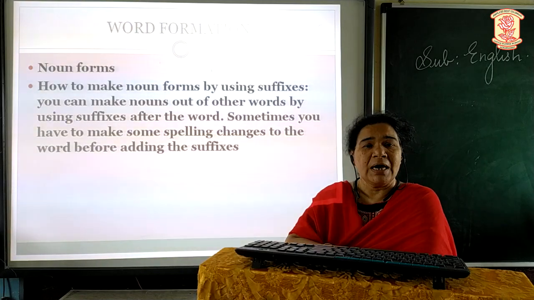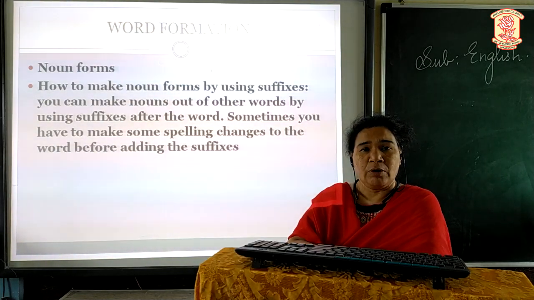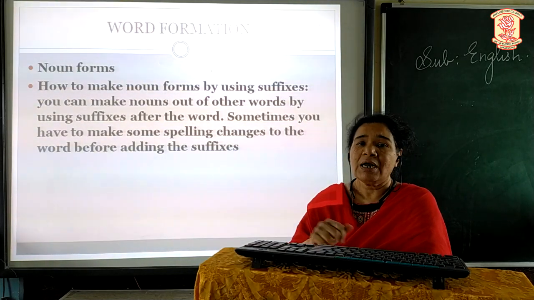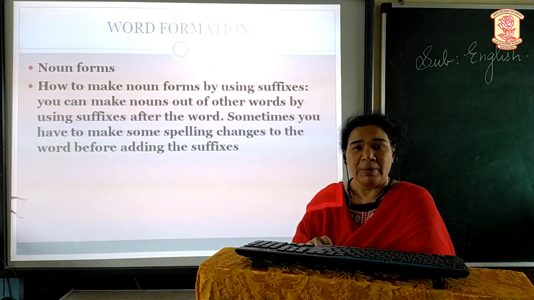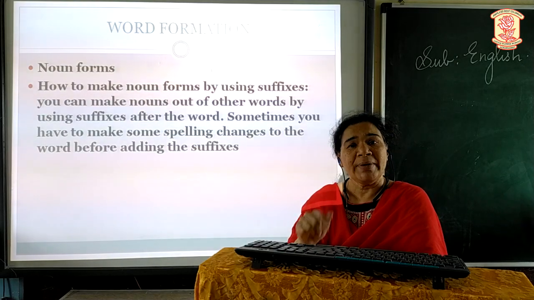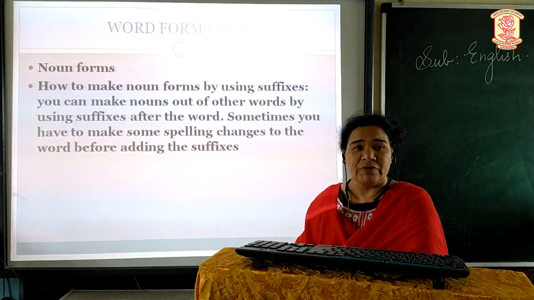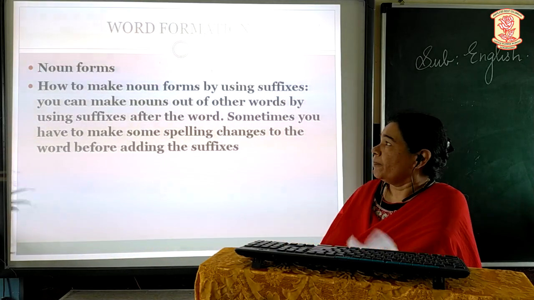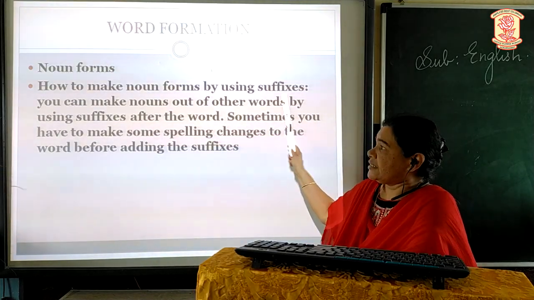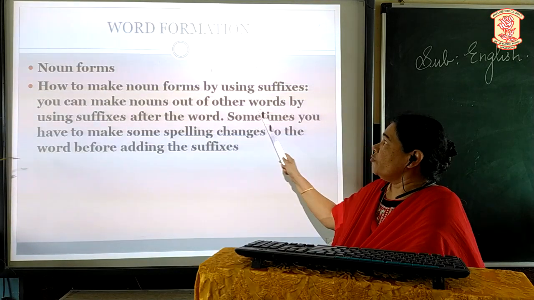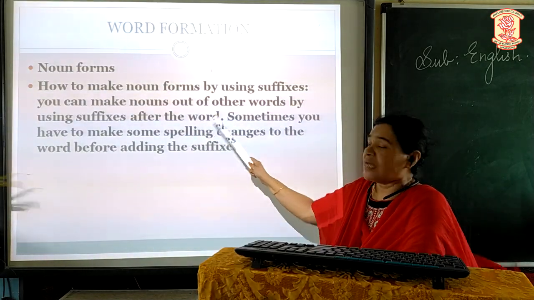Children, you must have heard about the noun form, adjective form and verb form. That all comes under word formation. So now we will begin with the noun form. A word is given and you have to make the noun form of that particular word. So how to make the noun form? A noun form is formed by using suffixes. You can make nouns out of other words by using suffixes after the word.